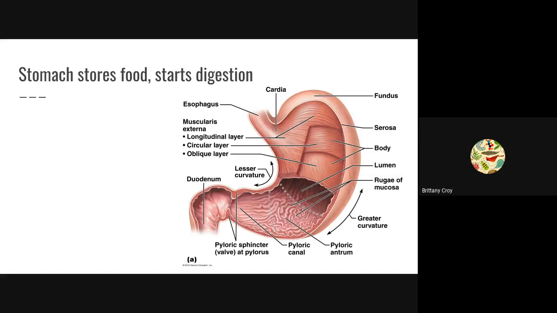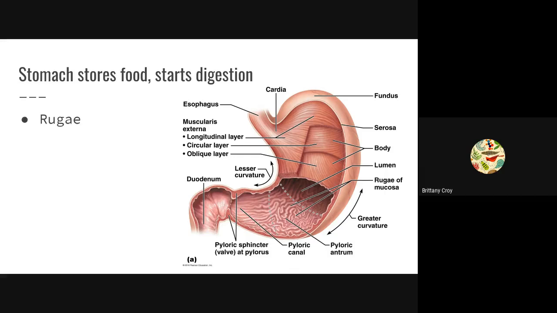So the esophagus dumps into the stomach, and I'd like you to think of the stomach as an enlarged esophagus. Since it's a large area, it's able to serve as a temporary storage tank. And this is also where some more chemical digestion is going to begin.